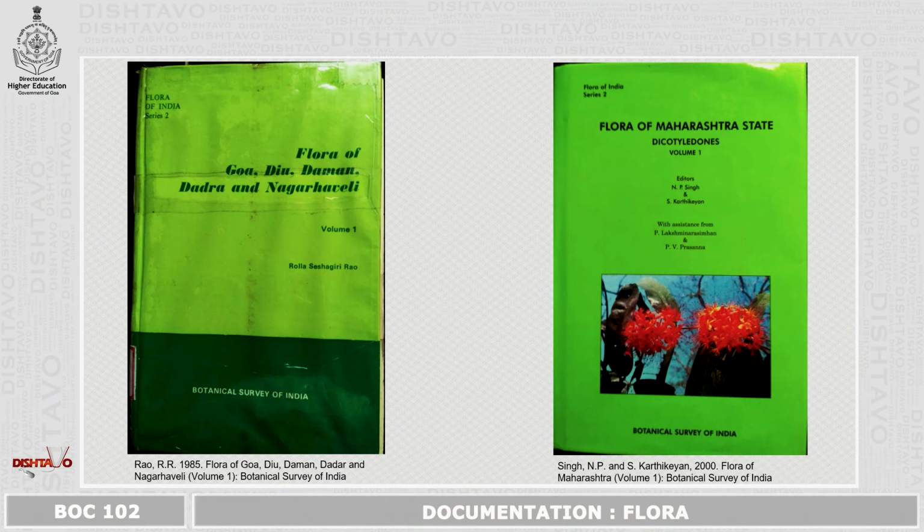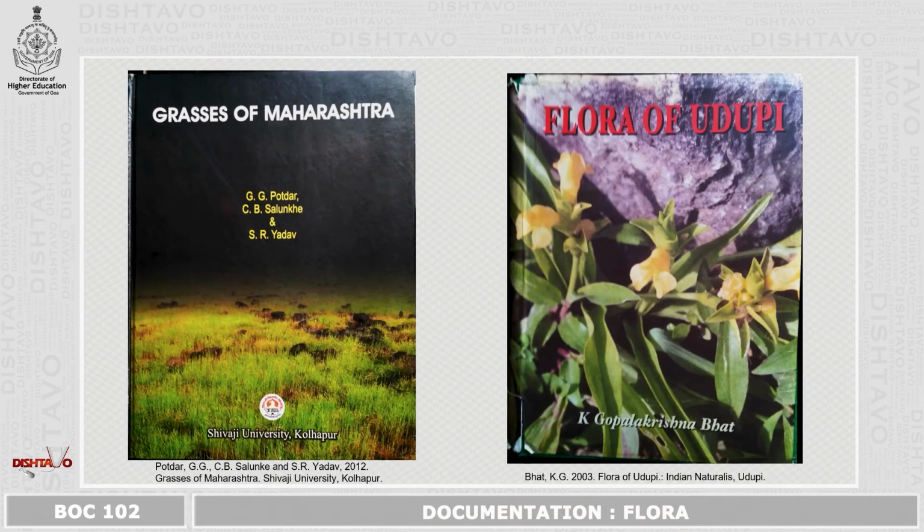See here, these are some of the images of the front cover of local flora. First one is Flora of Goa, Diu, Daman, Dadra and Nagar Haveli. Second one is Flora of Maharashtra state. Here Grasses of Maharashtra, as well as you will find Flora of Udupi.